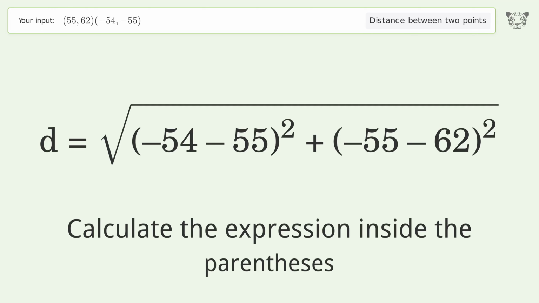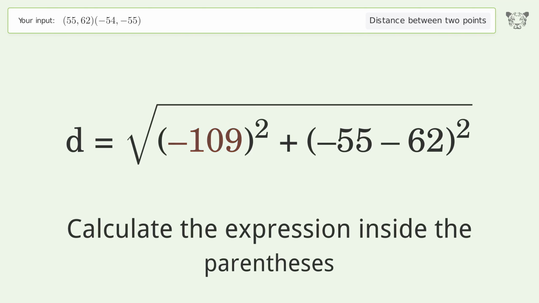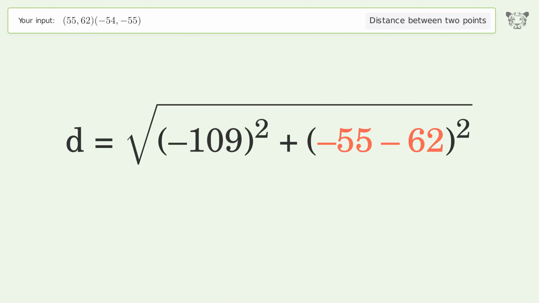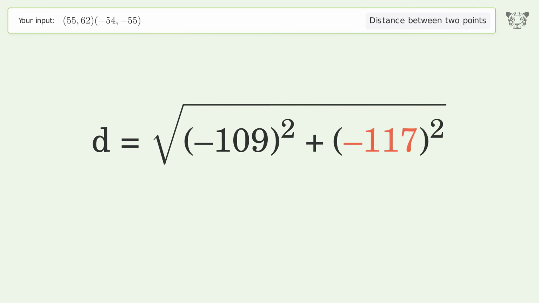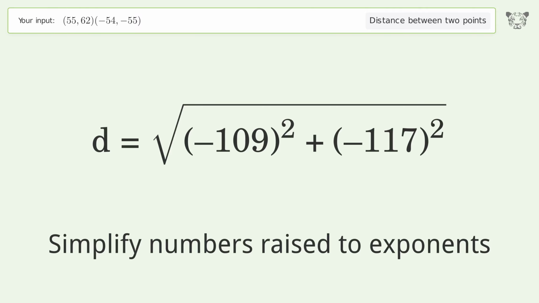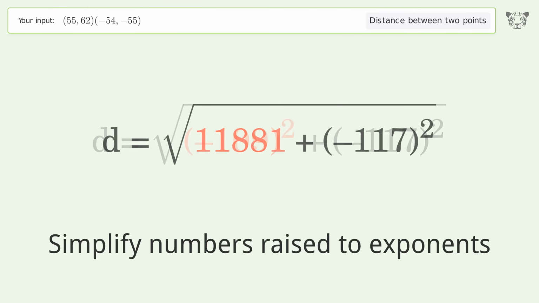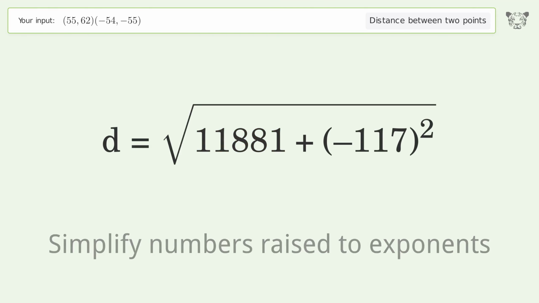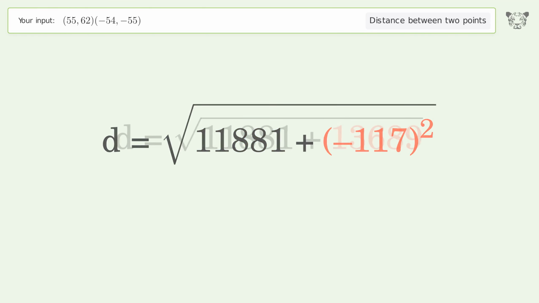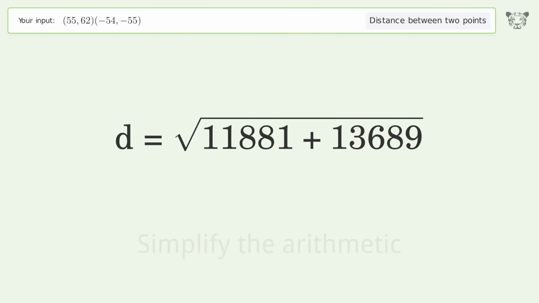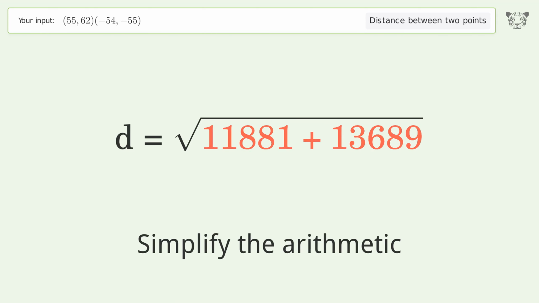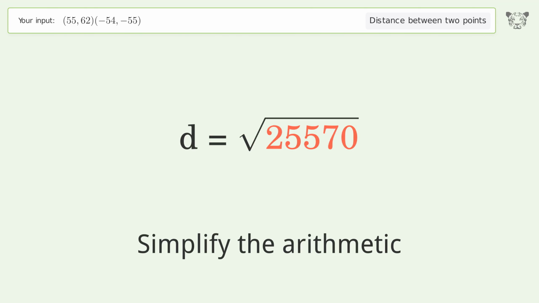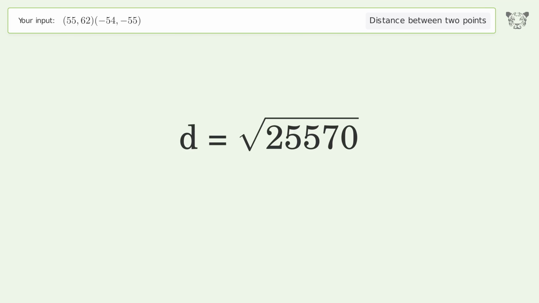Calculate the expression inside the parentheses. Simplify numbers raised to exponents. Simplify the arithmetic. And so the distance between the 2 points is the square root of 25,570 or 159.906.